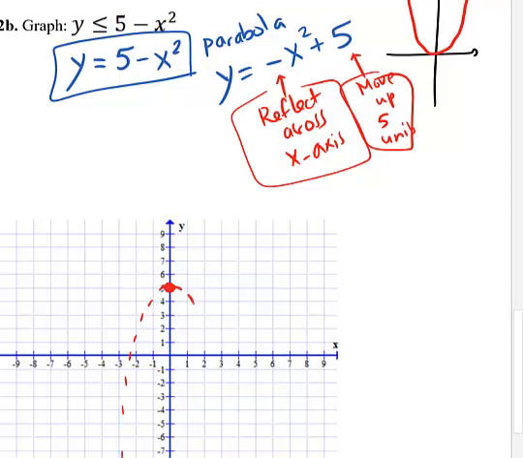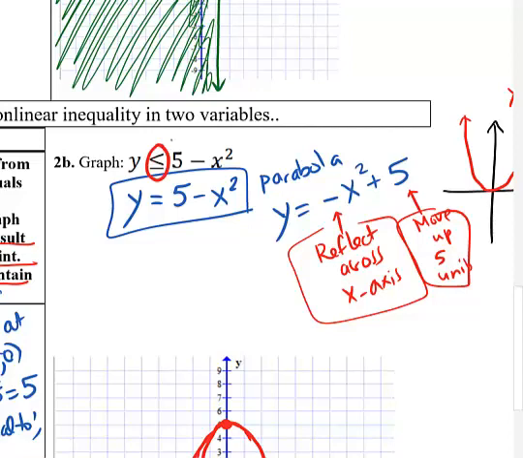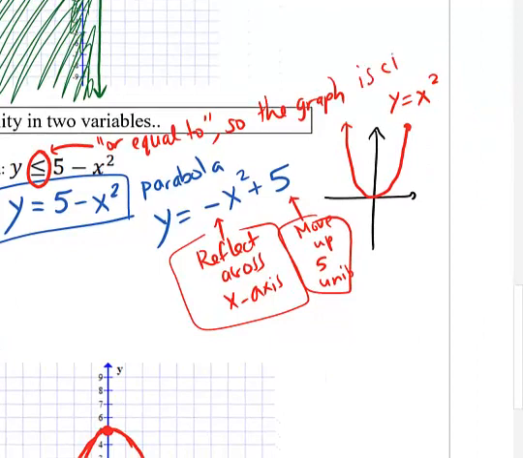Although, why am I doing it dashed? It's actually a solid parabola. Sorry. Something like that. And why is it solid? Because there was an or equal to in the original inequality. So the graph is solid, not dashed like the circle we just drew. It's going to be solid.